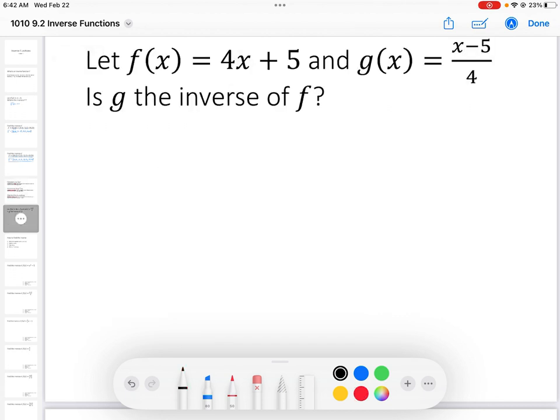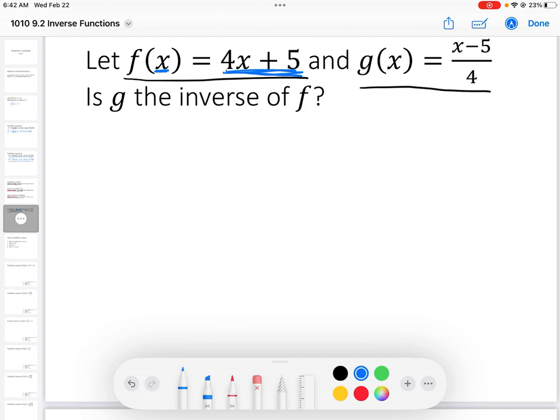So let's say that we had f of x equals 4x plus 5 and g of x equals x minus 5 divided by 4. If we wanted to know if g is the inverse of f, then basically we could say, well, does g undo f? So I could think about it and I could say, okay, well, if I put an x into f, I get this out as a result. And if g is the inverse of f, then that means that if I apply g to f, then I will get back to where I started.